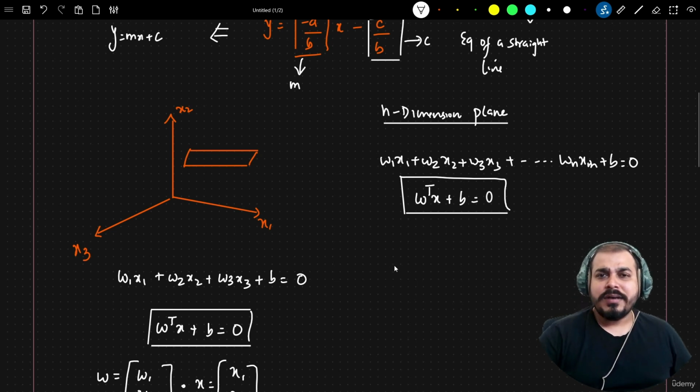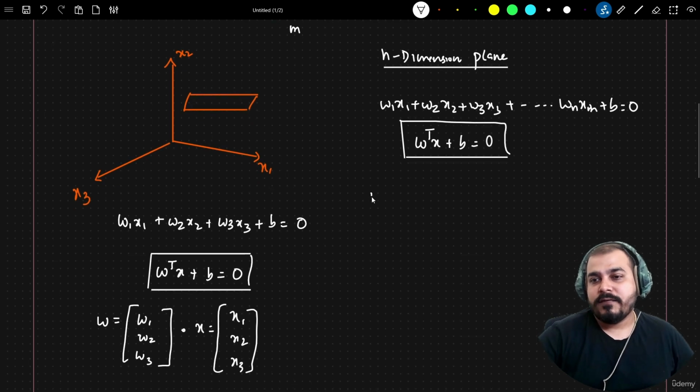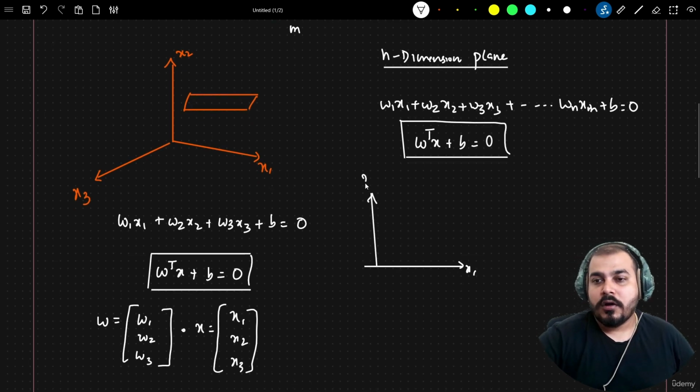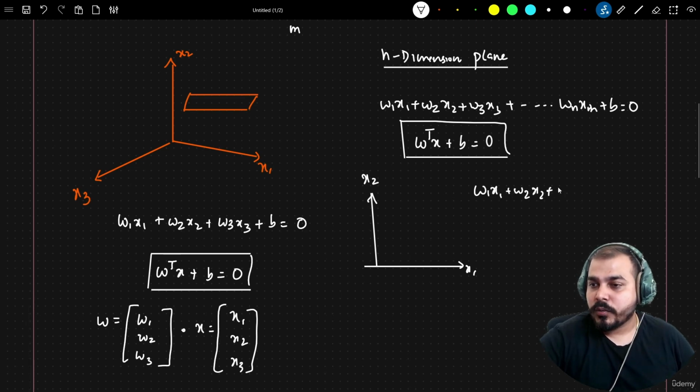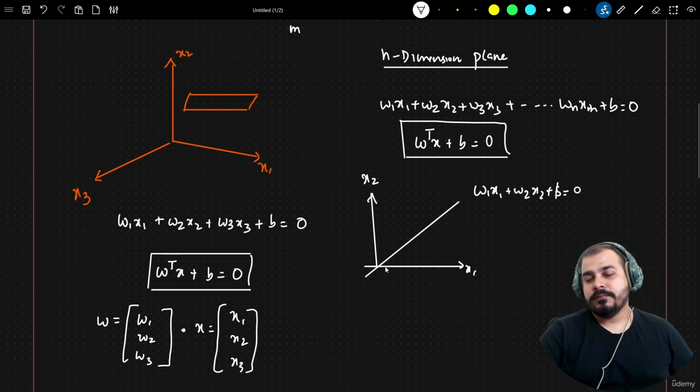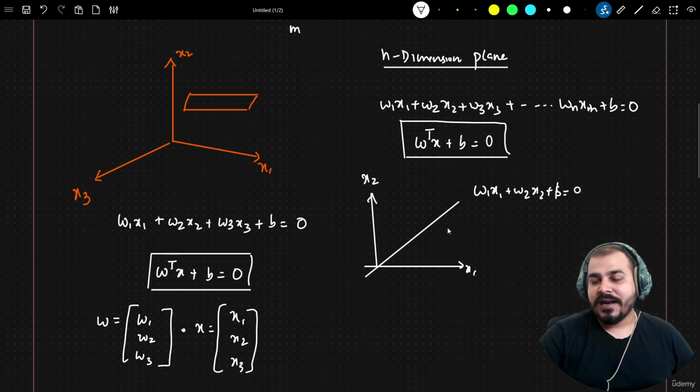Now let me consider one case over here. Let's say I just have two axes x1 and x2. Obviously in this case I can represent my equation as w1x1 plus w2x2 plus b is equal to 0, right? The equation of a straight line. What if my equation passes through the origin? Now when my line passes through the origin, obviously we can find out the coefficients, that is not a problem.